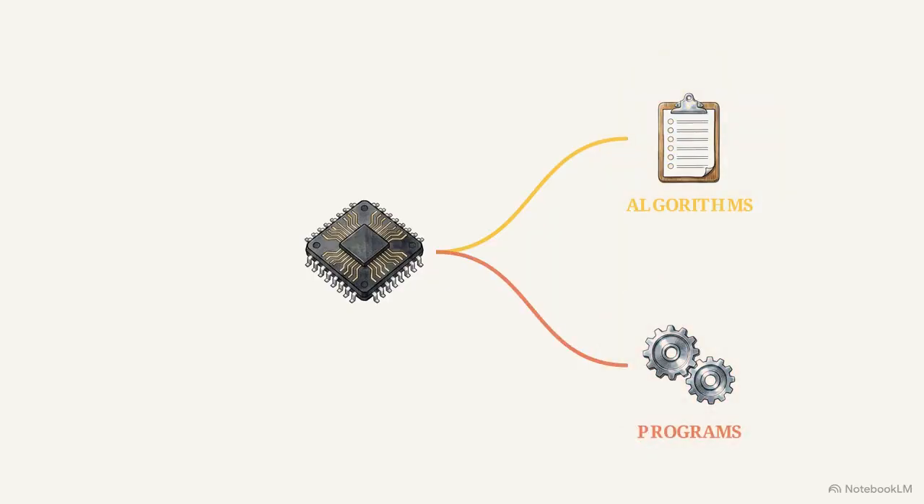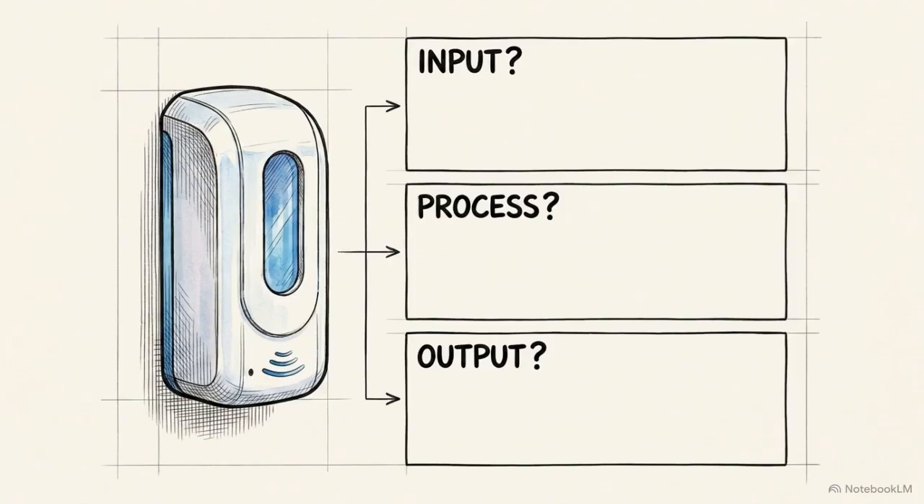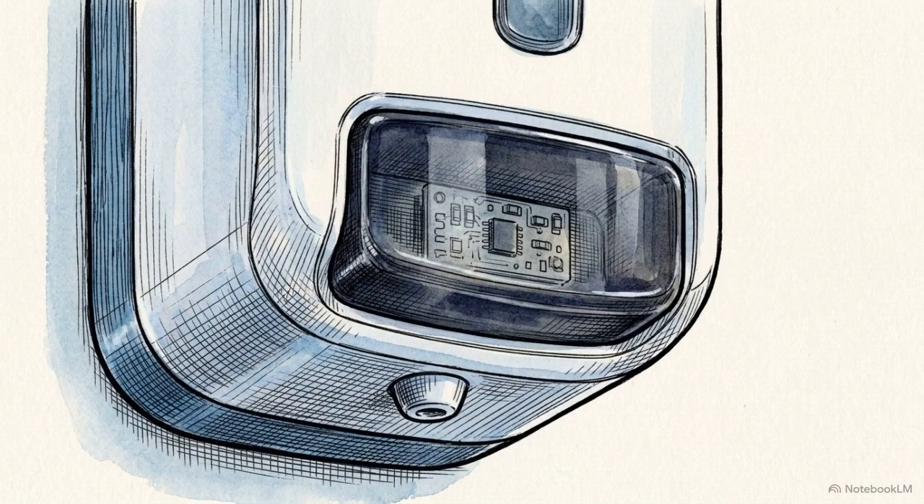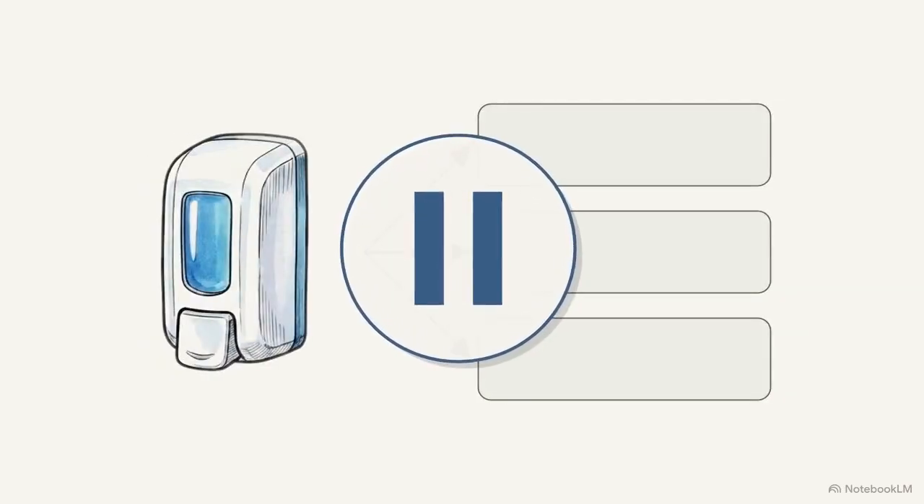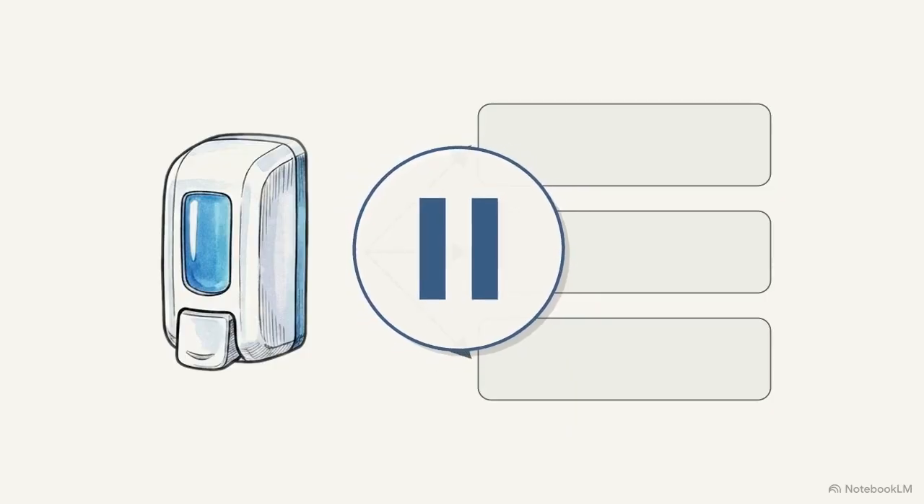Here is a graphic of a machine you probably use every week, an automatic hand sanitizer dispenser. Let's see if you can figure out the logic it uses to function. Pause the video and talk to your classmates. Can you identify the input, process, and output?